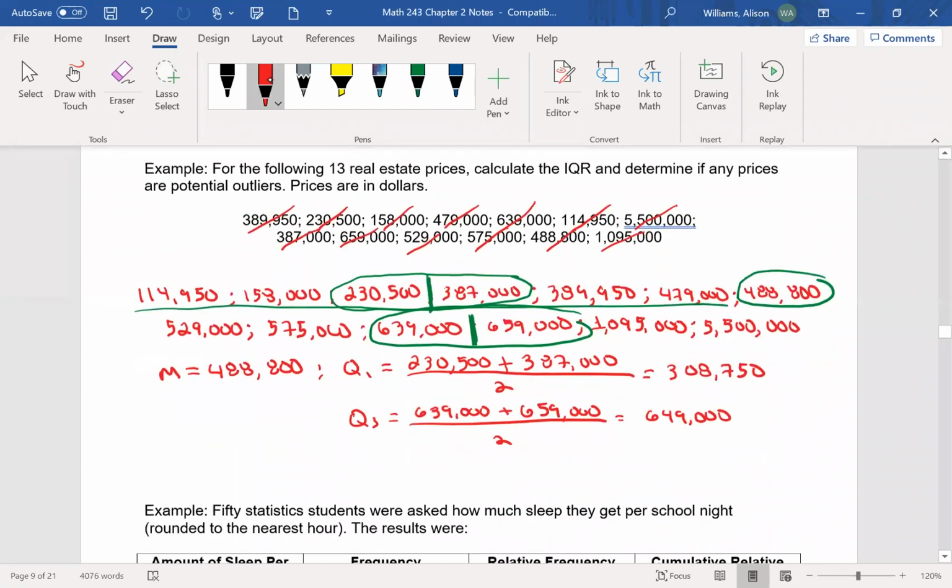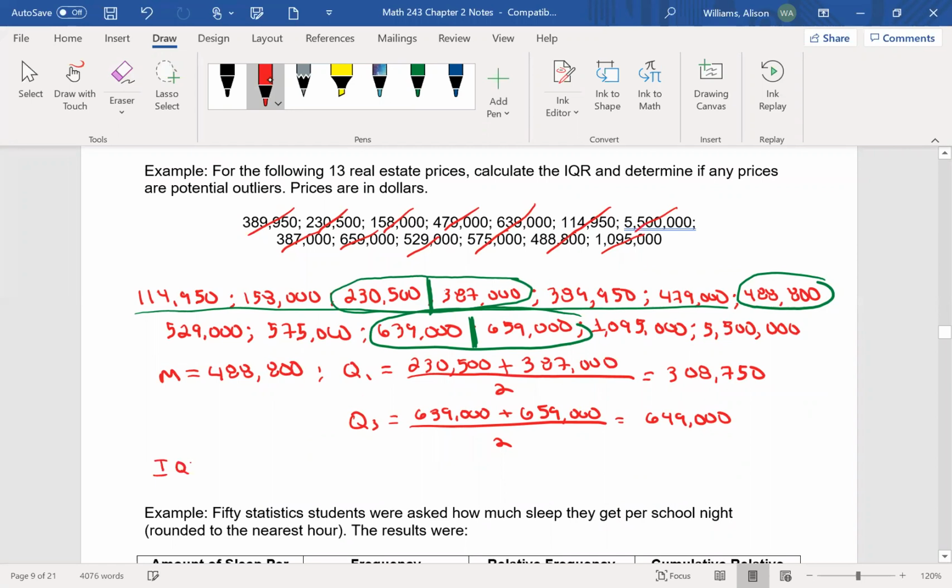So now that I have that, I can find IQR. Definitely running out of space here. So IQR is going to be the difference between those. Here, let me do that over here, see if I can squeeze the fences down here at the bottom. So if I subtract 649,000 minus 308,750, that's going to give me 340,250. Okay, there we go. There's my IQR.